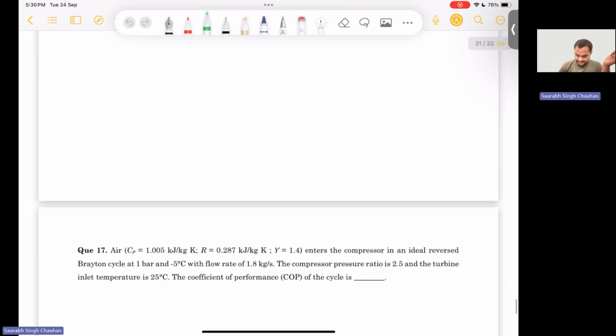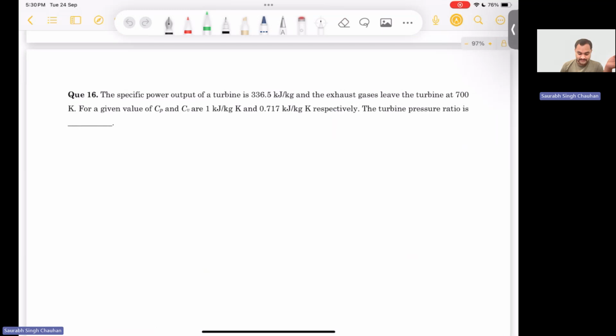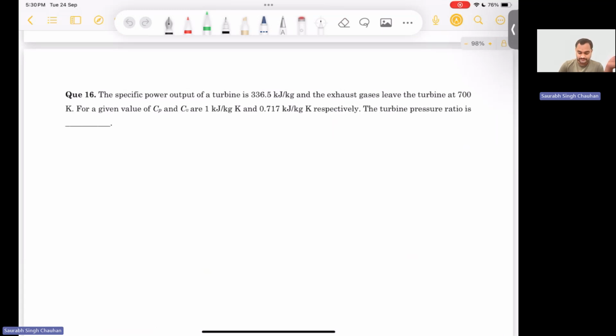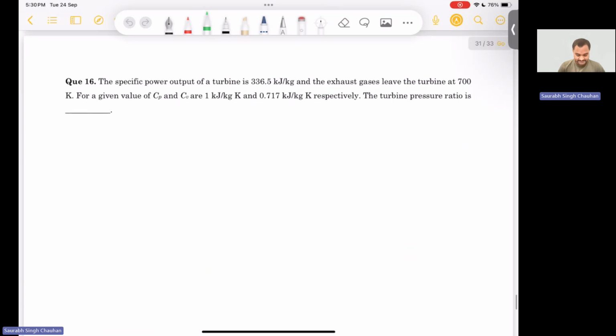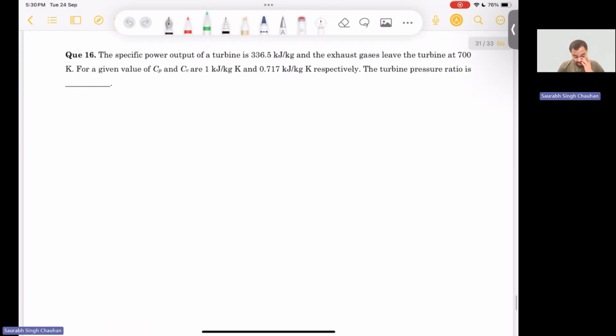There are a few more questions, but I think this is enough for today. But I will just read out the questions and you can note them down, and I will encourage you to solve them by yourself. And if you find any difficulty, we can discuss these questions in the next session. Okay, I will read out this question.